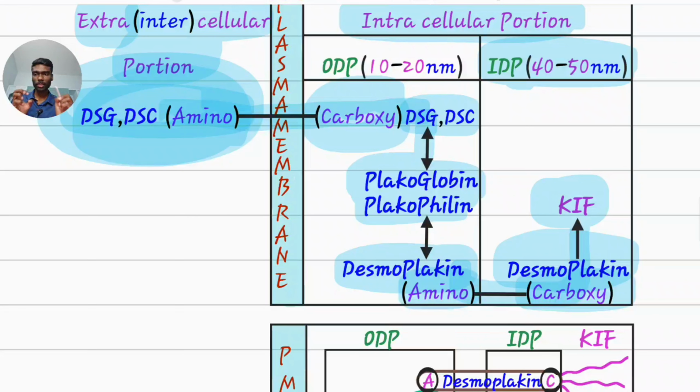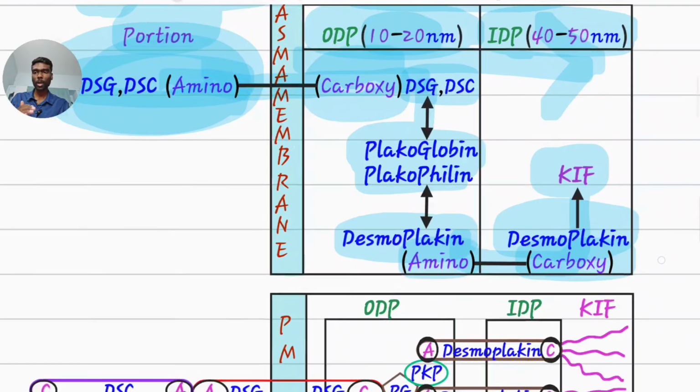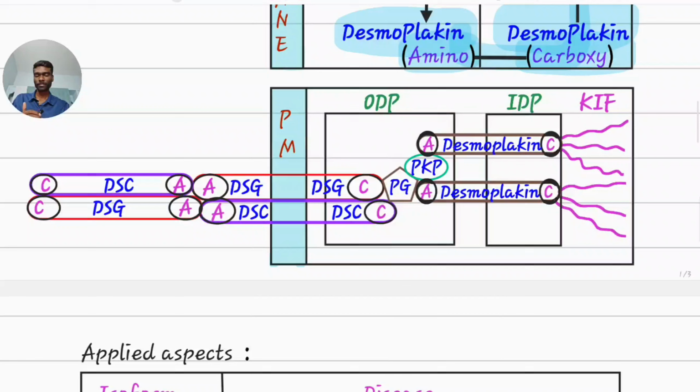Rest of all the proteins are present inside the outer dense plaque. This outer dense plaque is present nearest to plasma membrane, that is 10 to 20 nanometers. Inner dense plaque is present some more inside, that is away from the plasma membrane, that is 40 to 50 nanometers away from the plasma membrane. Clear? Structure of desmosome, we will see how it looks in diagram.